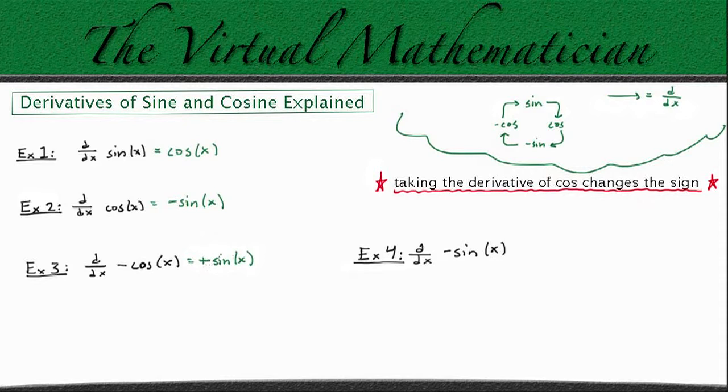Alright, now let's look at example 4. Example 4 says, take the derivative of negative sine of x. So we know the derivative of sine is cosine, and there's no sign change whenever we take this derivative. So that means we're going to get negative cosine of x for example number 4 here.